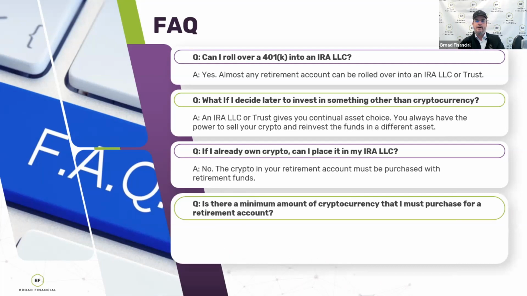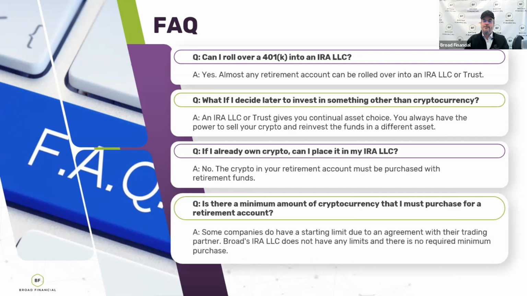Last question here: is there a minimum amount of cryptocurrency that I must purchase for a retirement account? The answer is no with Broad Financial. Some companies do have a limit. It could be 5,000, 10,000, 20,000. That's because they make their money on an asset-based fee, a percentage. They don't want people that have $2,000 or $1,000.